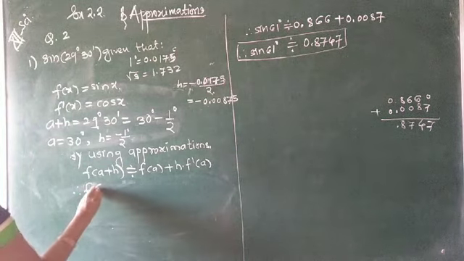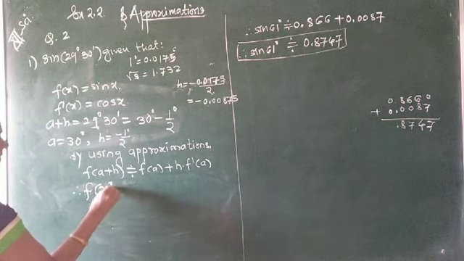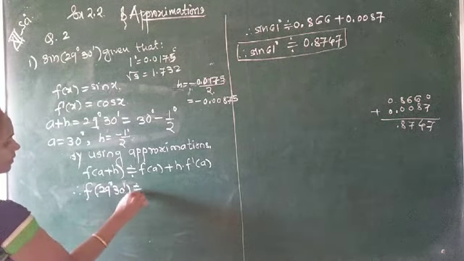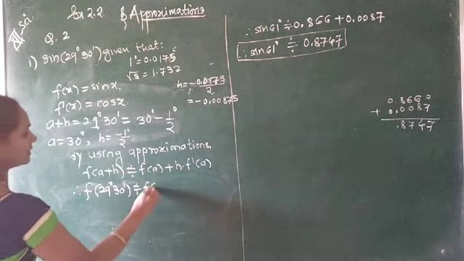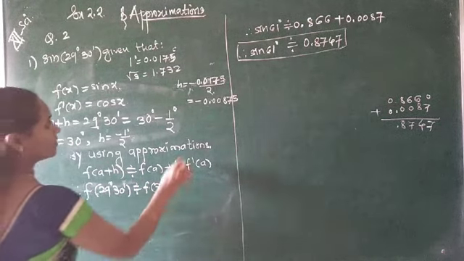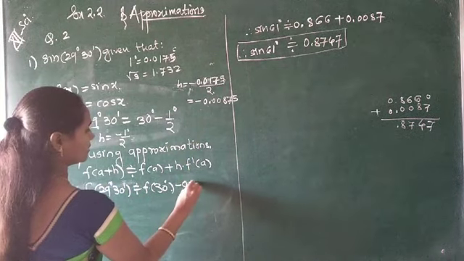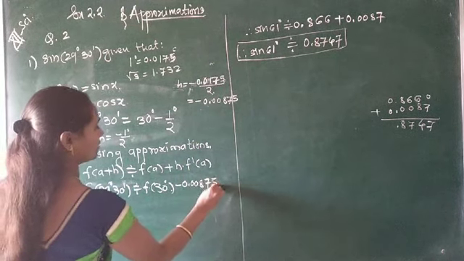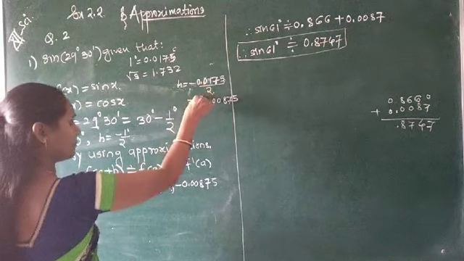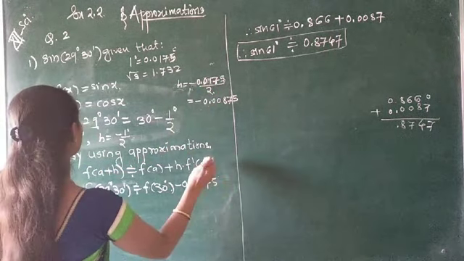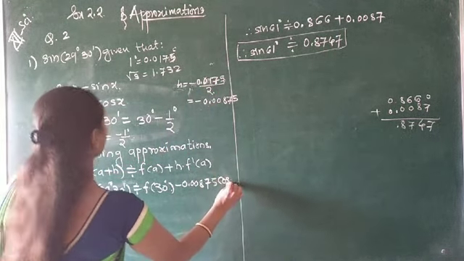What is a plus h? That is 29 degree and 30 minutes. f of a is 30 degree, and the value of h is minus 0.00875. How to find h? That is 1 degree upon 2 into f dash of a, which means cos 30 degree.